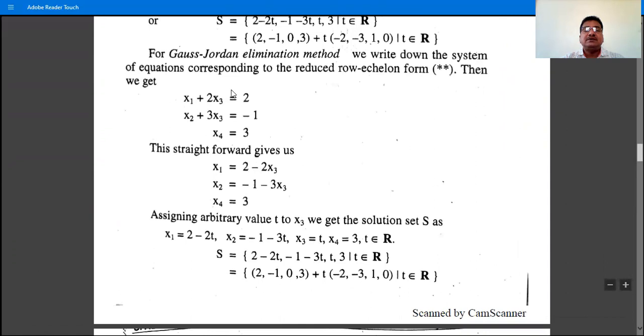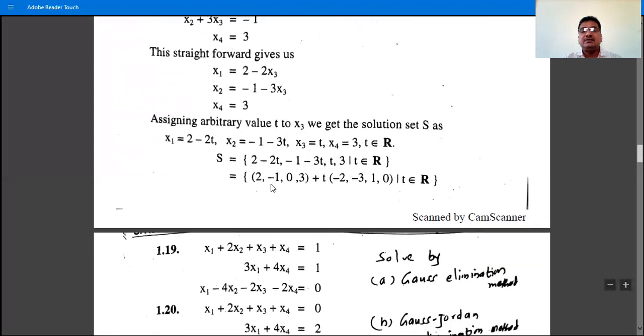Again we have three equations and there are four unknowns, so assign one unknown. Suppose x3 is t, or r or s, so this t is any real number, and then we have x1 as this, x2 as this, and x3 as this. X4 is 3, and therefore the solution set is (2 - 2t, -1 - 3t, t, 3), such that t belongs to R.